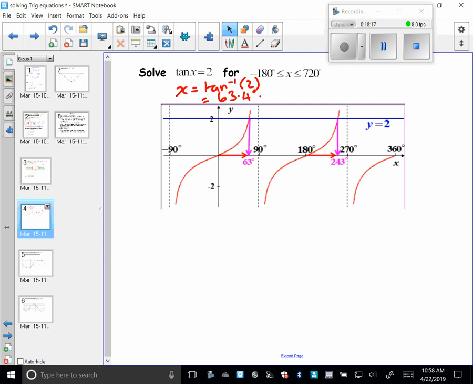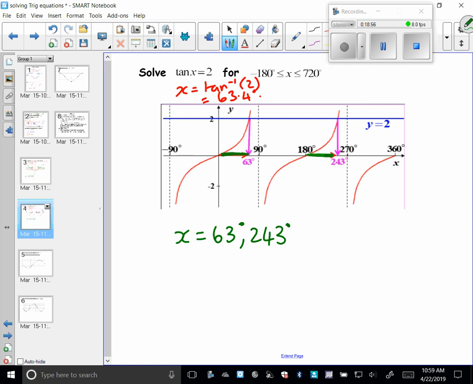Okay, so if I can see that this bit here is 63, then I can see that this bit here must also be 63. So I would do 180 plus 63. Okay, so my two solutions I've got are 63 and 243. Now it's super important that when you do this, you always go back to your original question and ask, have I got all of the values I need? And I haven't, because I need to go from negative 180 all the way up to 720.